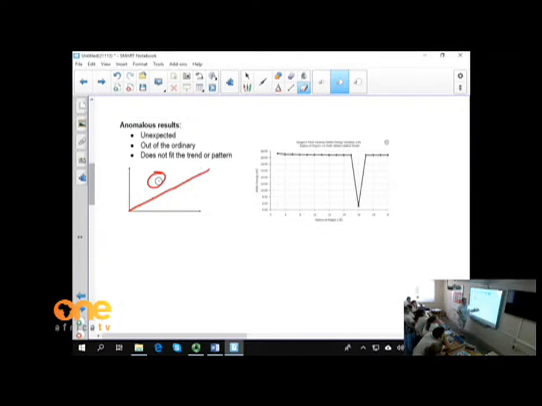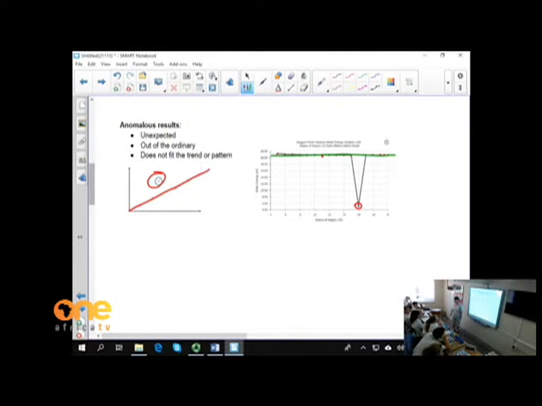Here I have another graph. All our readings form a very nice pattern, except that one. Am I going to draw the graph as it is drawn here on the board? Nope. I am going to ignore the anomalous result and draw a straight line.